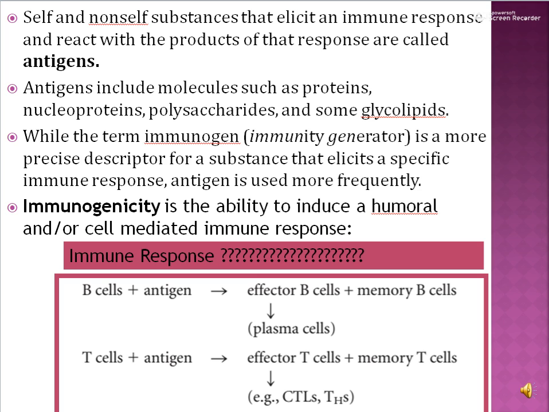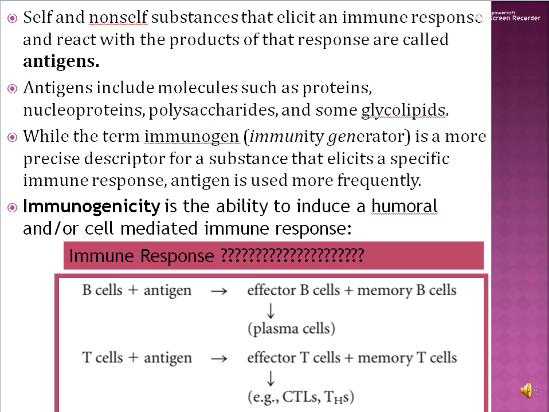But specifically, the term immunogen is more suitable when a substance is capable of eliciting an immune response as well as reacting with the products of that response. Though we frequently use the term antigen, the term immunogen is more suitable for this case. Now, what do you mean by immunogenicity? Immunogenicity is the ability to induce an immune response, and it could be either humoral or cell mediated immune response.